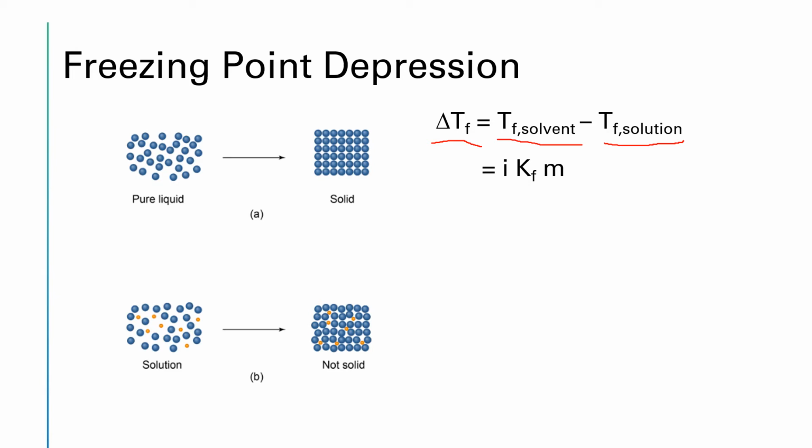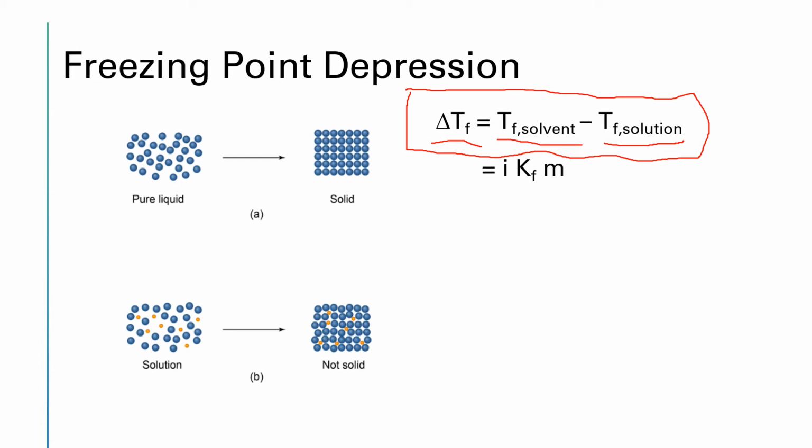This is the reason that in wintertime, when roads are expected to become icy, the city will put down salt solutions. The salt particles will interfere with the water molecules, and they will keep the water liquid to a colder temperature and prevent the streets from icing over. So this top line is just defining what this delta T sub F is.